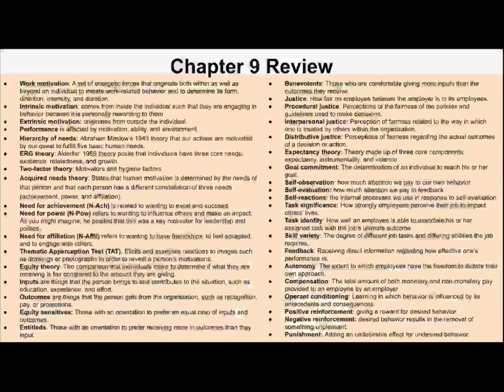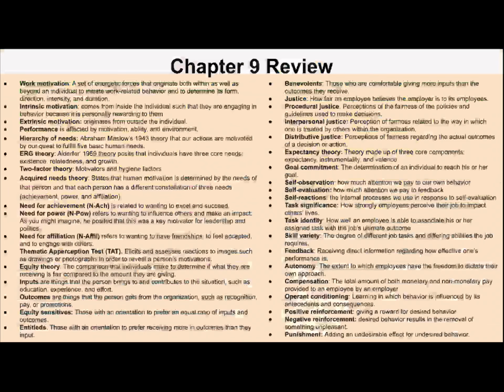Expectancy theory is a theory that tells us that we expect for our effort to result in performance, and then we expect that performance turns into rewards, and hopefully those rewards have high valence for us, that they're worth a lot for us. So remember, expectancy theory means that you expect that if you put in a lot of effort, you will perform well, and that if you perform well, you will be rewarded well.